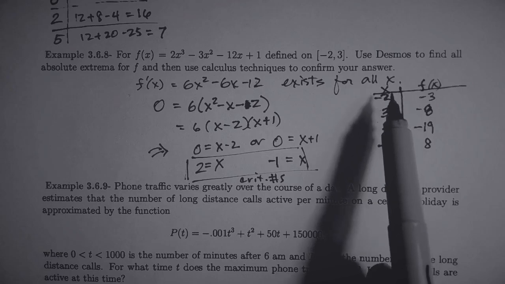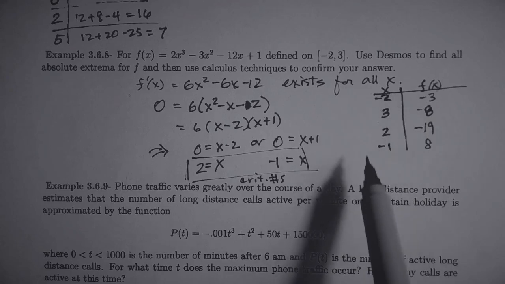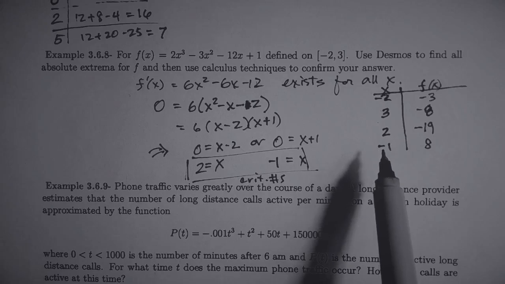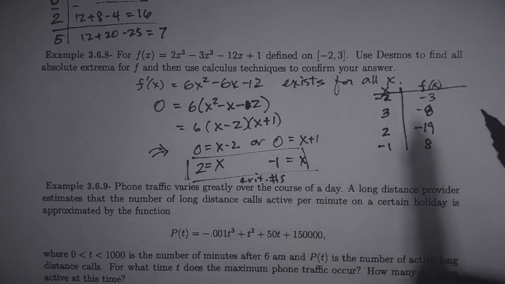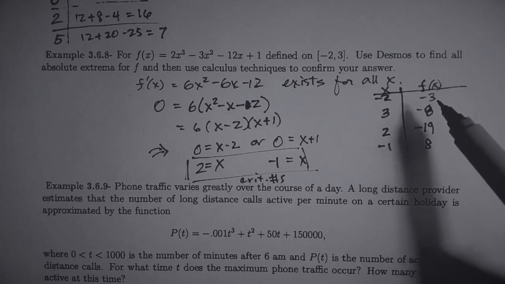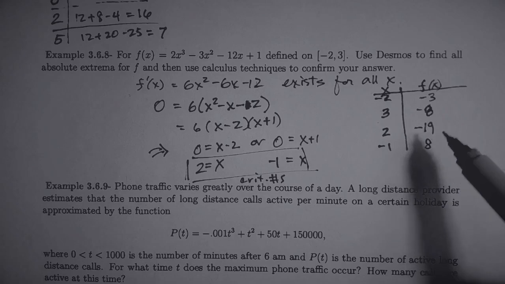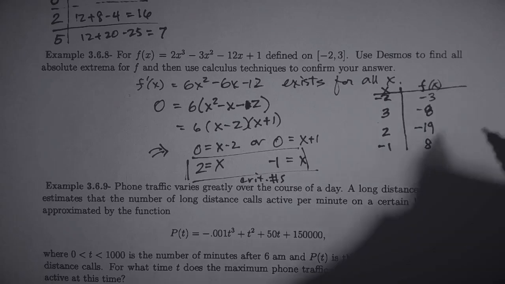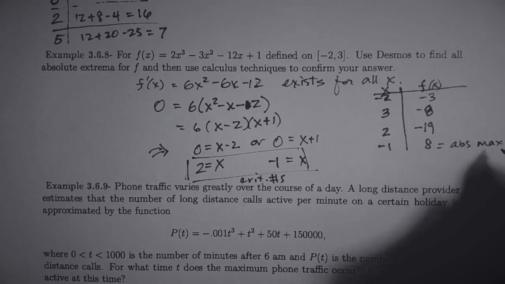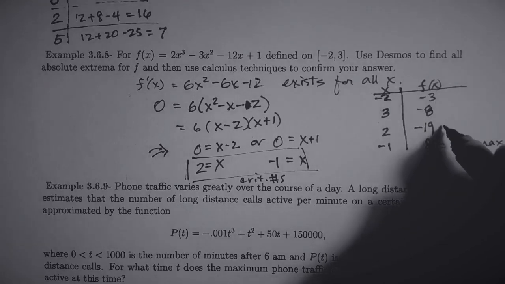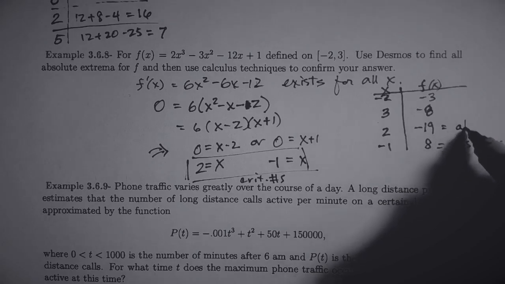I calculated f at those two critical numbers, x equals -1 and 2, and at the endpoints, -2 and 3, and I found it to be -3, -8, -19, 8. The order doesn't matter. The thing is the max and min of the function has to be in this list. That must be the absolute max because it's the largest of these four numbers. And that's got to be the absolute min because it's the smallest of these four function values.